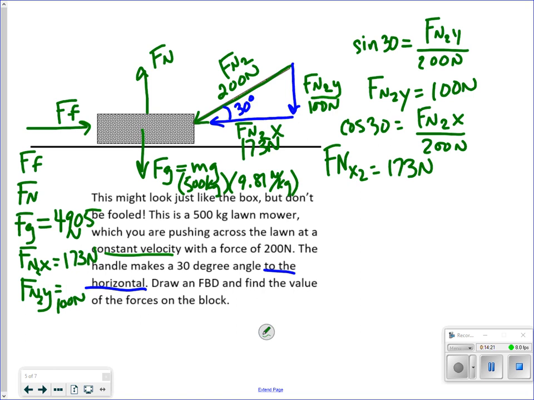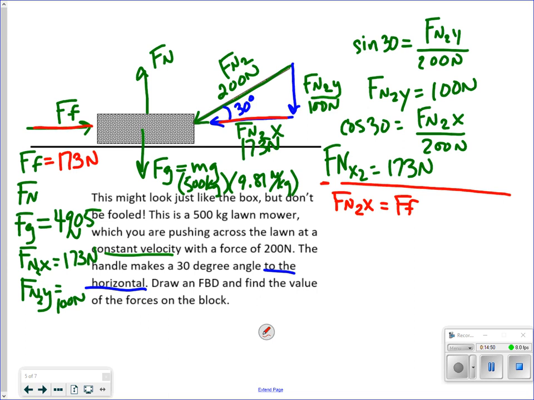All right, so hopefully you were seeing left equals right, up equals down. Let's change colors because this green kind of gets on my nerves. Let's go back to red. All right, left equals right. Fn2x has to equal the force of friction because left equals right. That's pointing to the left right here, and this one's pointing to the right. So those two have to be equal. This tells me that my force of friction is going to be 173 newtons, just like this one is.